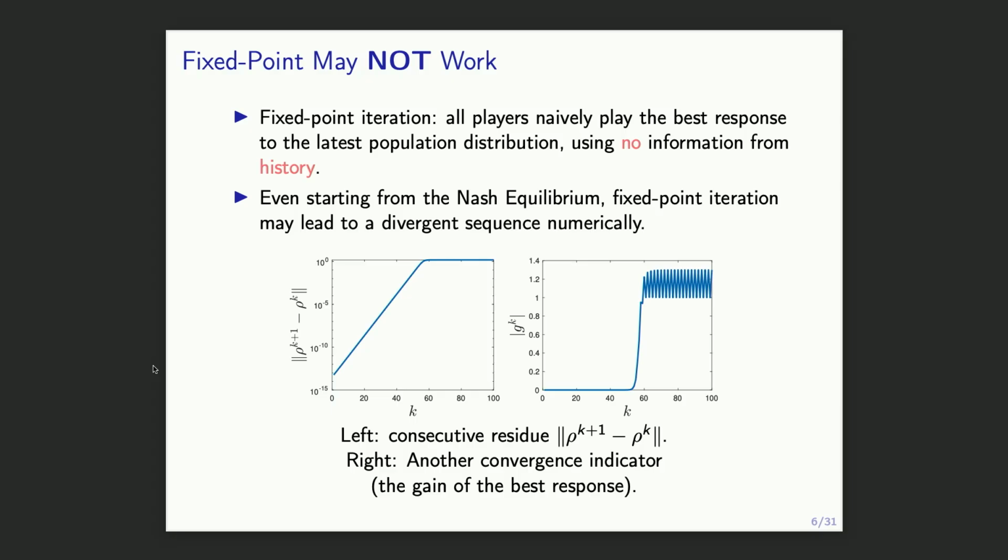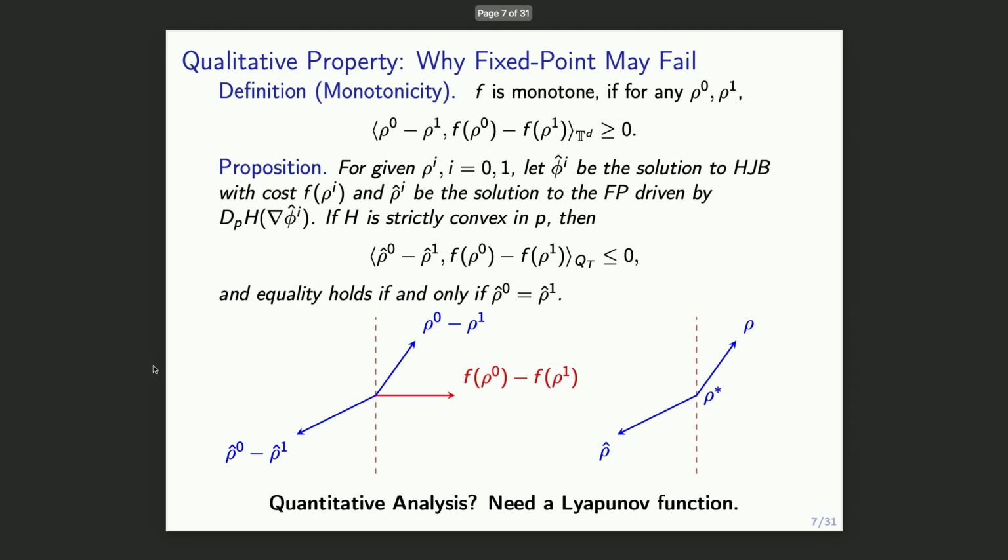Okay. So as I promised, I show you fixed point iteration that actually may not work. The idea of fixed point iteration is, every time all the players naively take the best response to the latest population density, and the history information is not used. And numerically, we can show even for the simplest setting of mean field game, even if you start from the Nash equilibrium, if you keep running fixed point iteration, it will lead to a divergent sequence numerically, and eventually it will oscillate between two states.